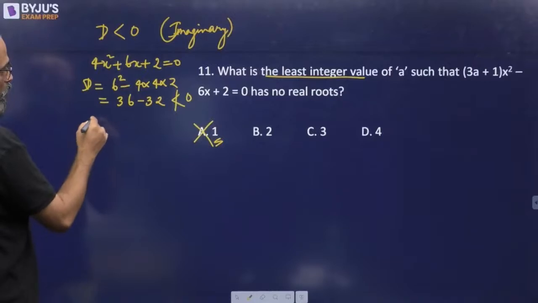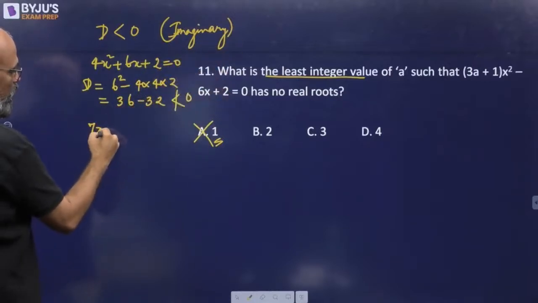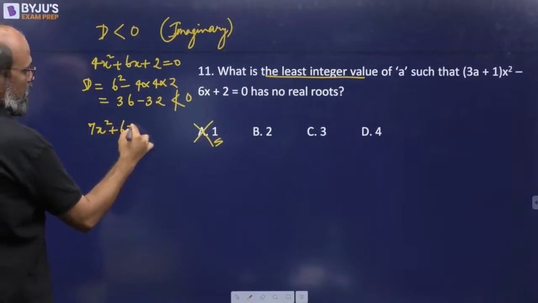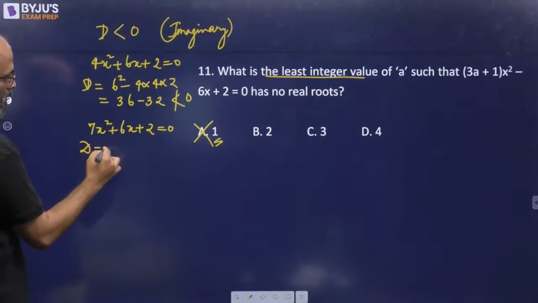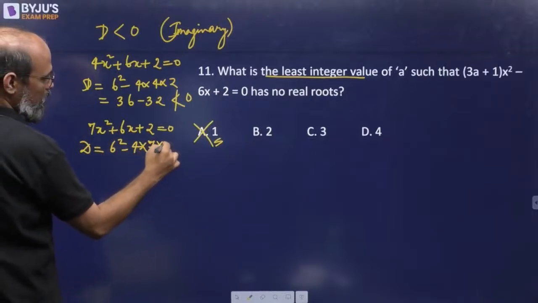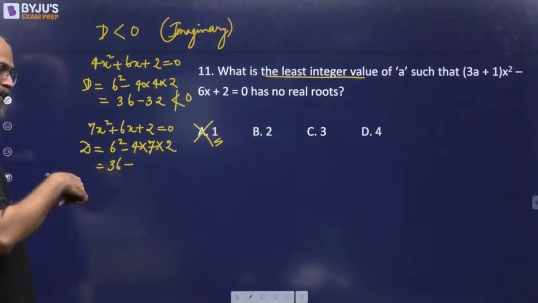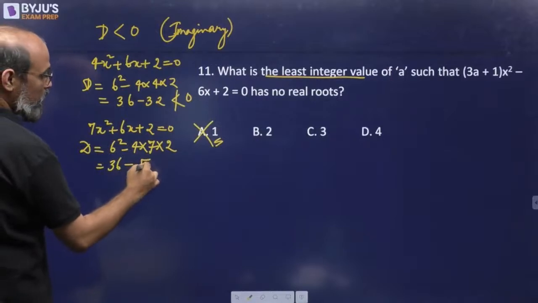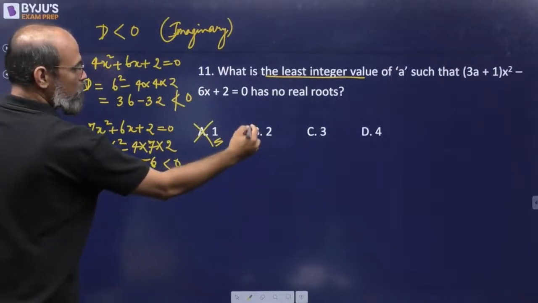2. So if I put 2 over there, 3 into 2 plus 1, we will have 7x squared plus 6x plus 2 equal to 0. So the discriminant from here is going to be 6 squared minus 4ac. So this is going to be 36 minus 7 into 4, 28, 28 into 2, 56. 36 minus 56 is negative. It is less than 0. So B is the answer.